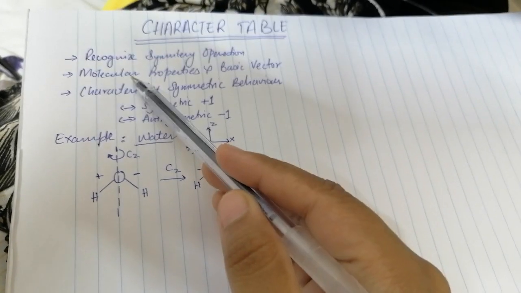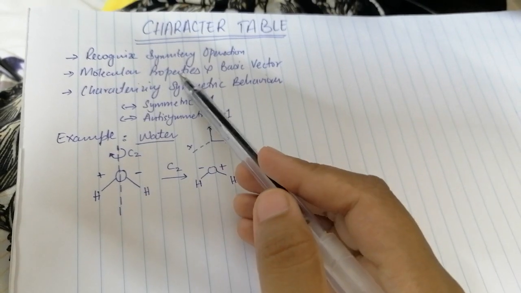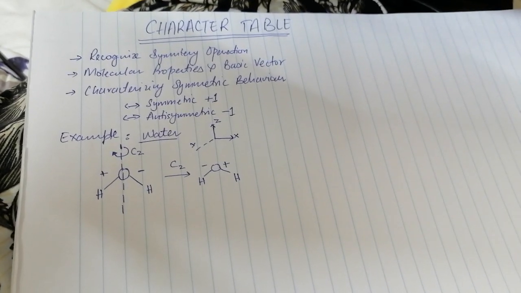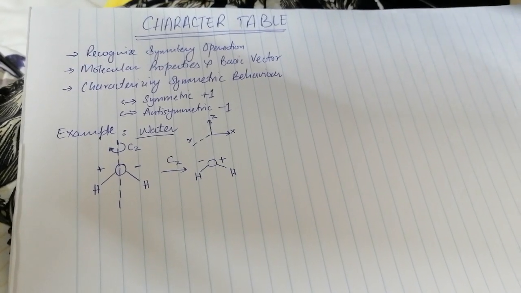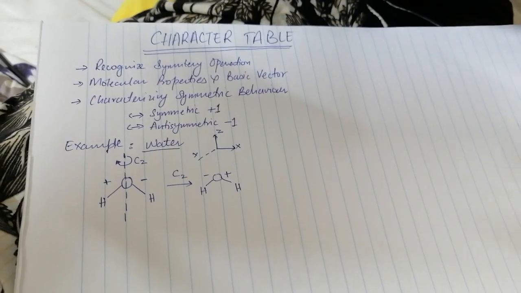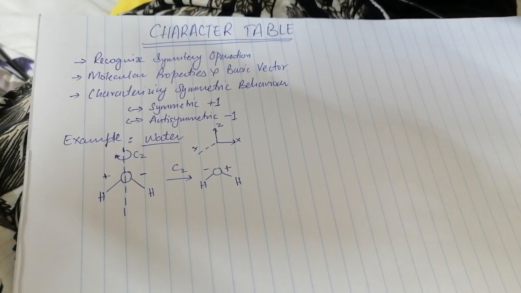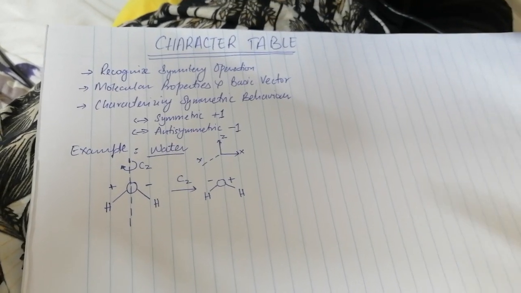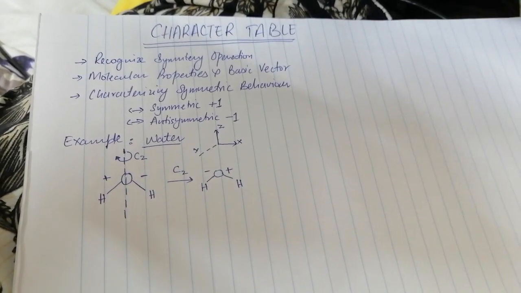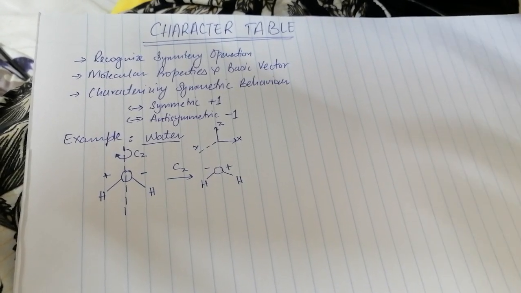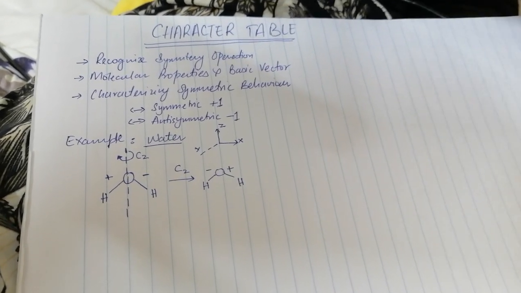Next, we must know the molecular properties and basic vectors. These properties include translation, rotation, vibration, and electron behavior in the electronic orbitals. They are also known as basic vectors because they form the basis for understanding how the behavior of the molecule changes, or what happens to the molecule, under the symmetry operation.